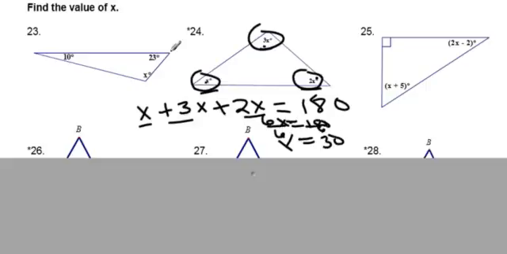I'm going to plug my x back in even though it didn't tell me to, because I need to make sure I did it right. So 30 is my x here. 3 times x is 3 times 30, which is 90. And 2 times x is 2 times 30, which is 60. So 60 plus 30 is 90, plus 90 is 180. So I did it right.